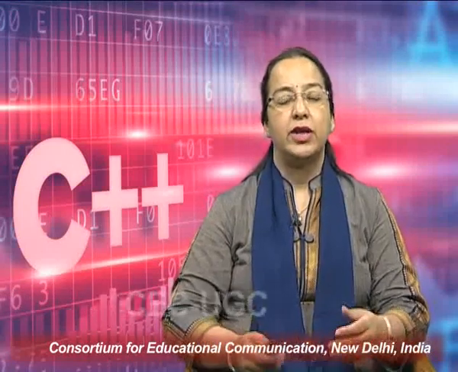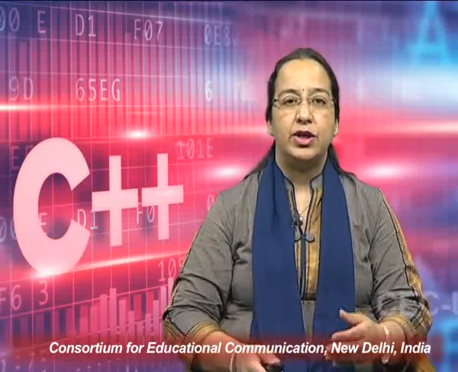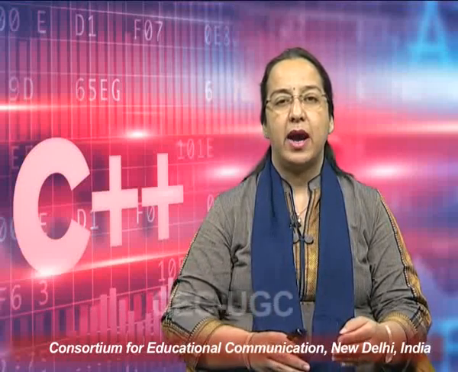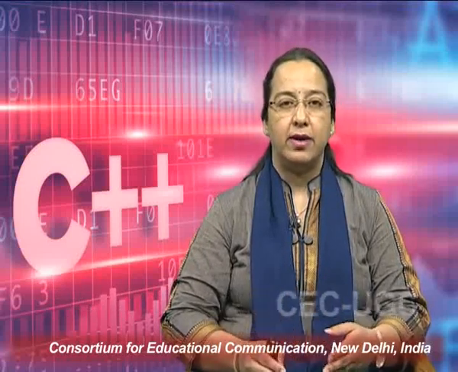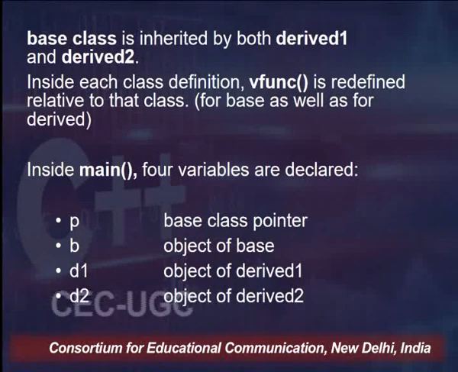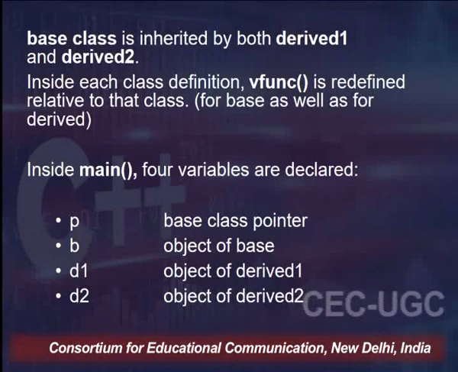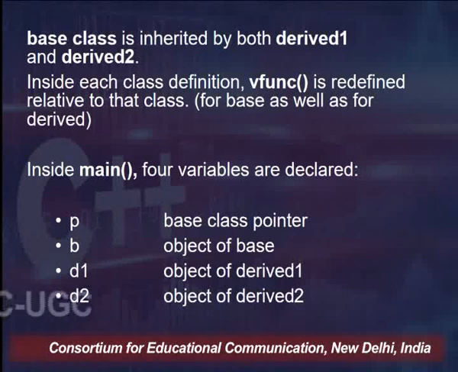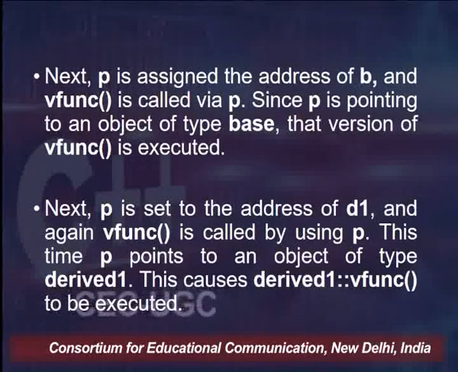So what we have achieved till this point: a virtual function is declared inside the base by the virtual keyword, and the redefinition is given by derived 1 and derived 2 without the keyword virtual. Then the base class is inherited by derived 1 and derived 2, and inside each class the definition of vfunc is given again. And 4 variables we have declared inside main: the base class pointer, the object of base, the object of derived 1 and the object of derived 2.